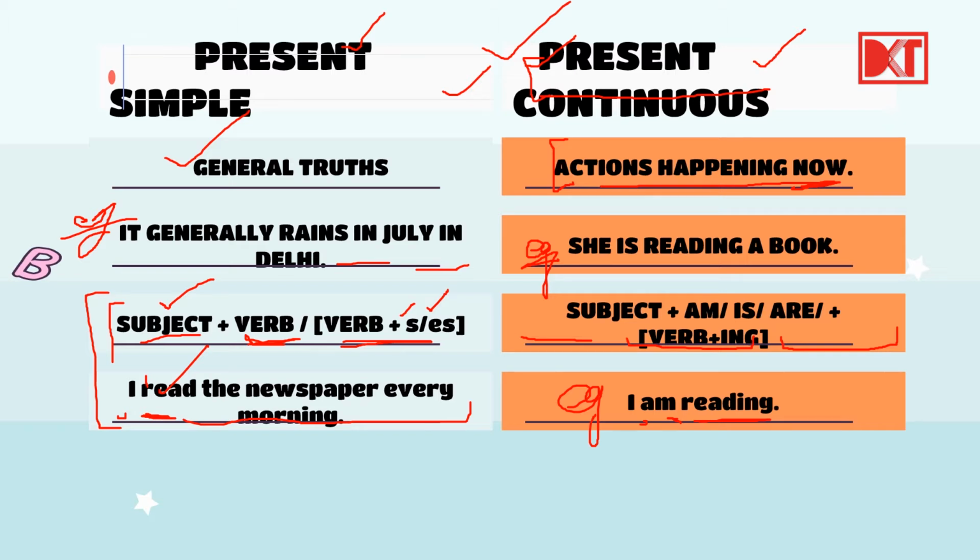For example, she is reading a book. What are you doing? You are studying English, so that is also present continuous. What am I doing? I am teaching English. That is also present continuous.